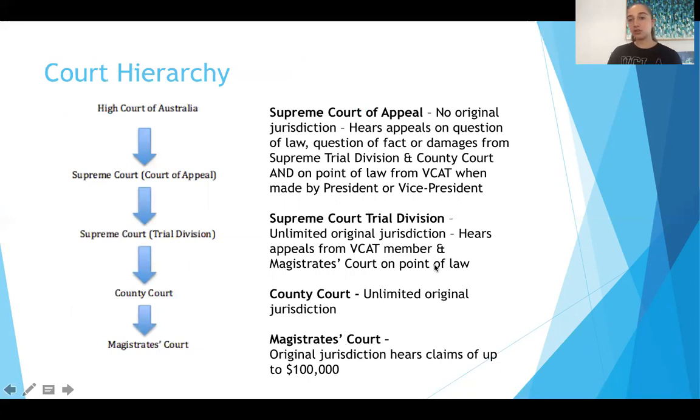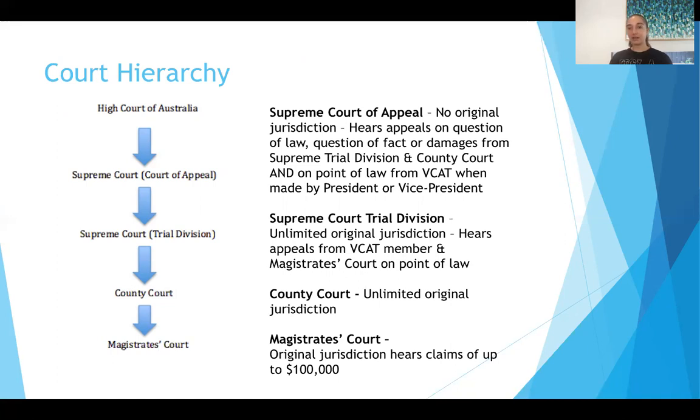Now we move on to the court hierarchy. The court hierarchy is the same, with the High Court at the top, followed by the Supreme Court Court of Appeal, Supreme Court Trial Division, County Court, and finally the Magistrates Court. Starting with the Magistrates Court, it has an original jurisdiction of claims up to $100,000.